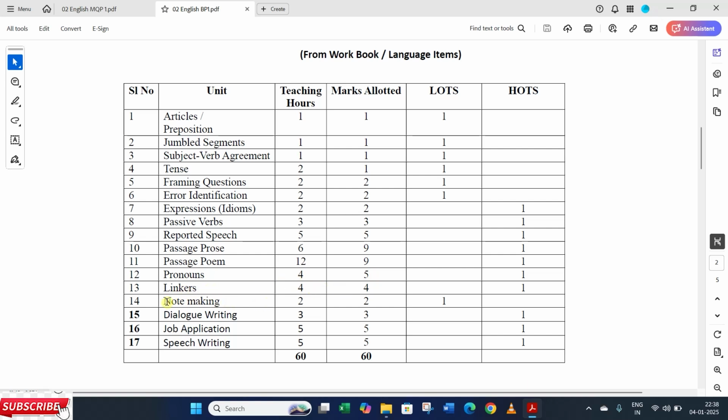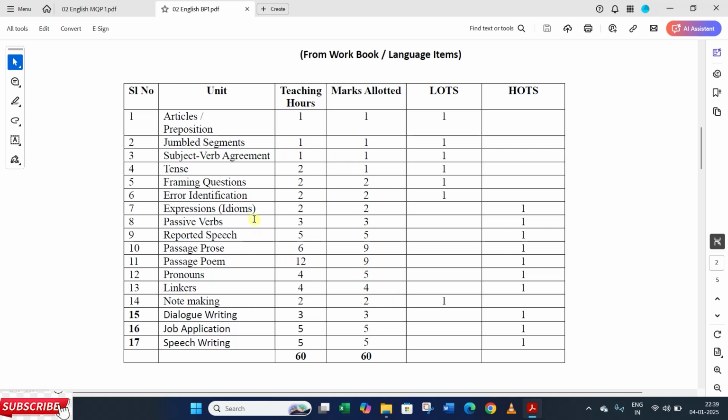Then we have note making question for 2 marks. Previously it was for 4 marks, but this year they have given it for 2 marks. Then we have dialogue writing for 3 marks. Previously it was for 4 marks, but now they have given 3 marks. Then we have job application letter, 5 marks. Then speech writing, 5 marks. The last two, job application and speech writing, are option to each other. Students have liberty to write either one, right?